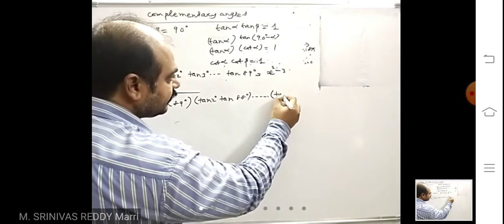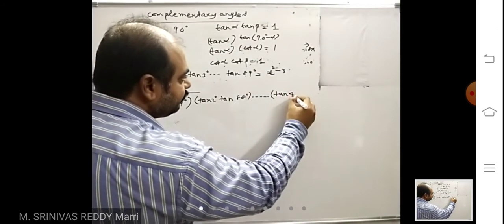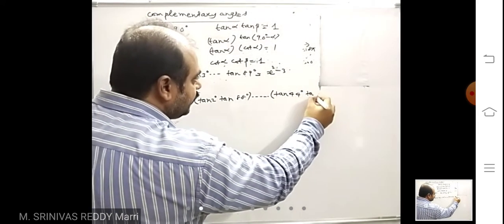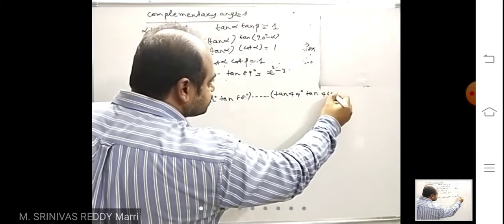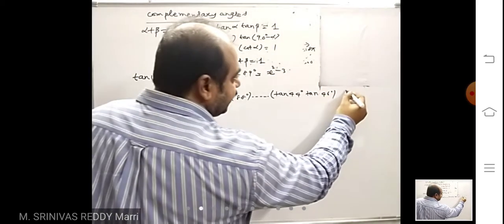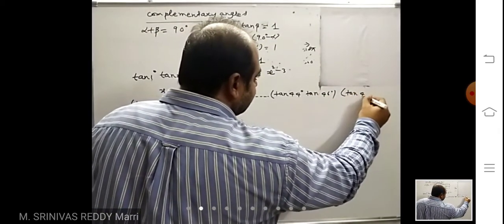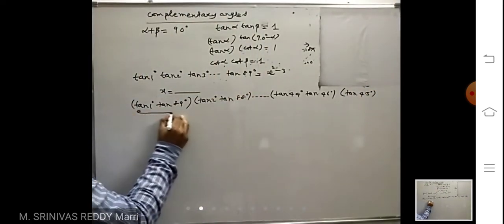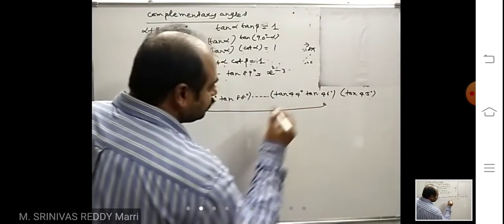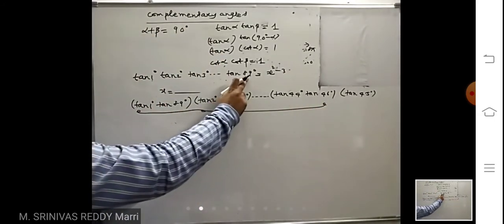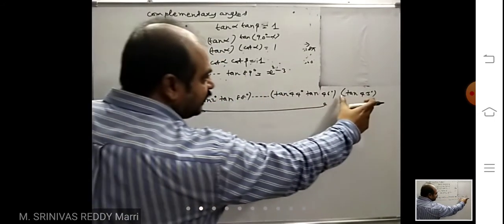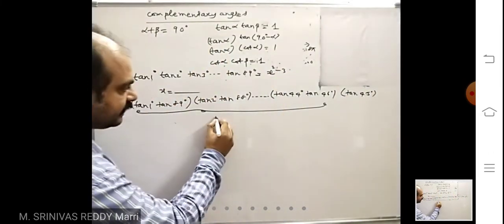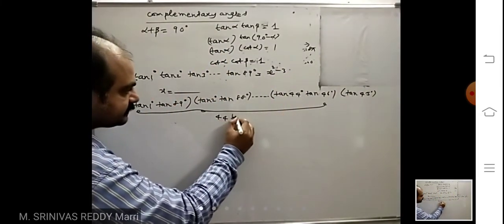89 terms are there. Finally, we will club 44 and 46. This and tan 45 will be remaining. Tan 45, keep it like that. So how many brackets are these? Totally 89. Look at this, tan 45 excluded, that's 88. Totally 44 brackets.